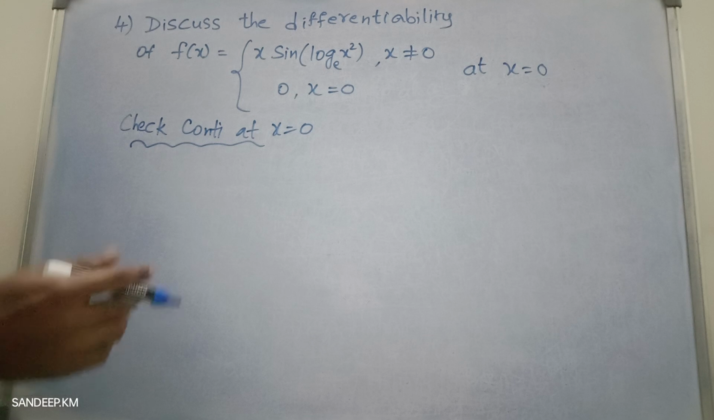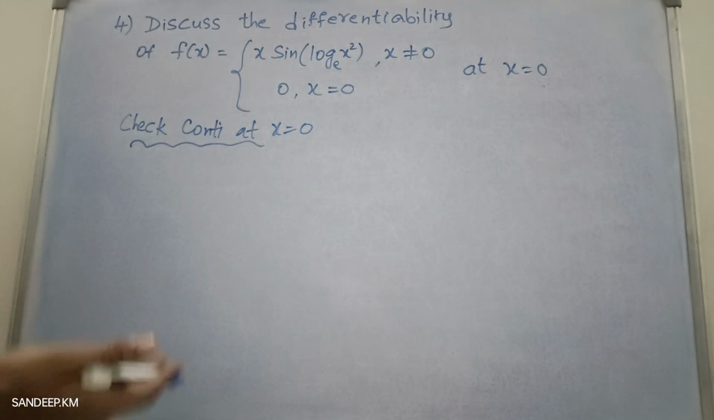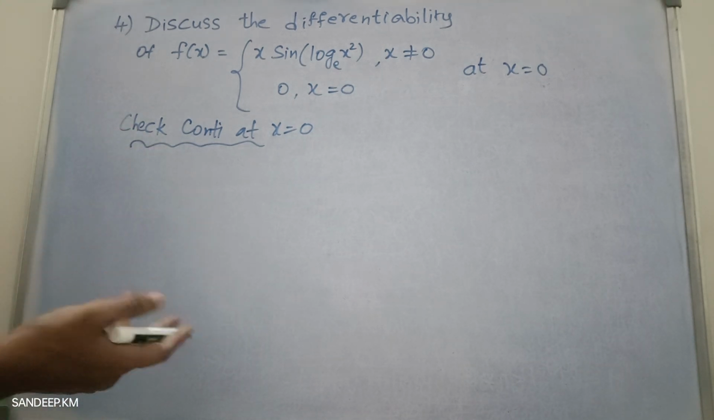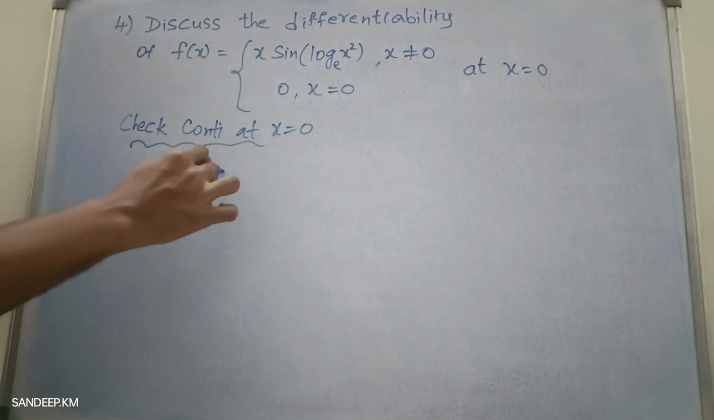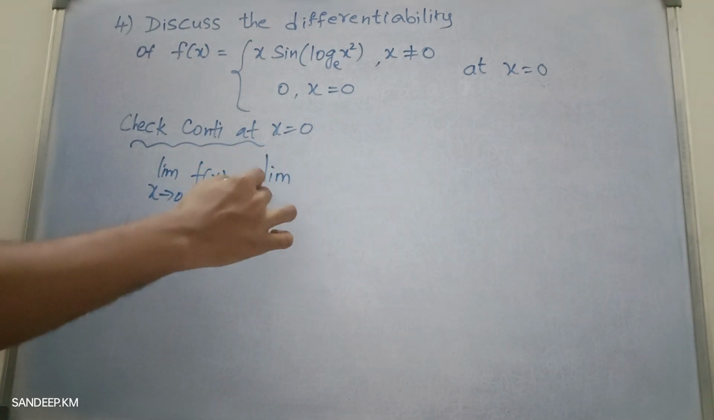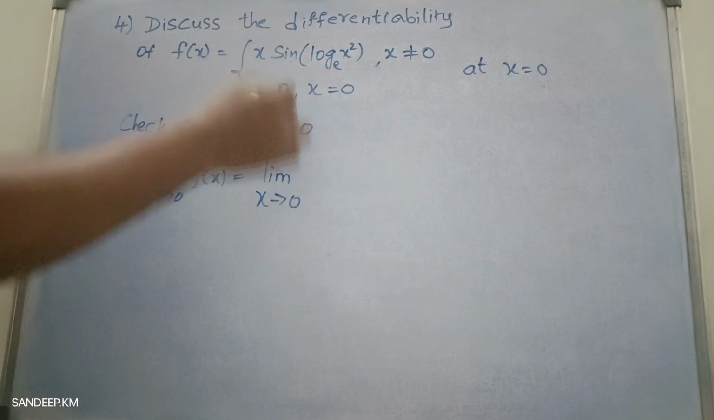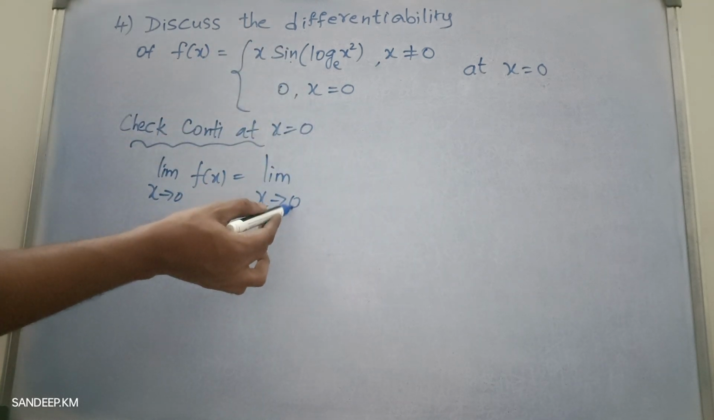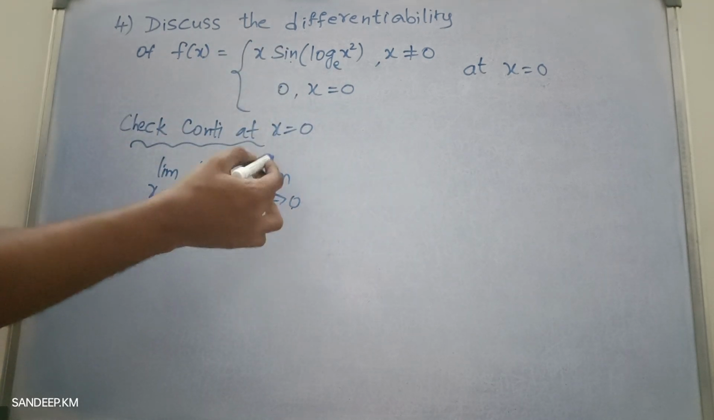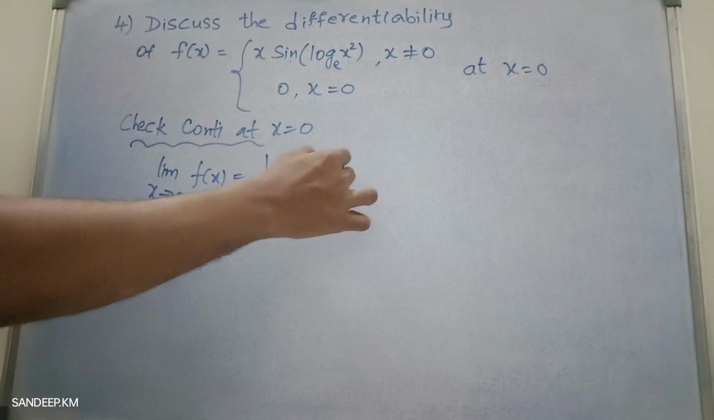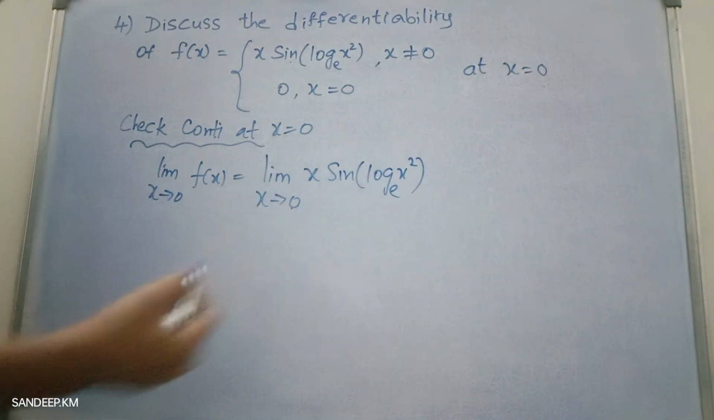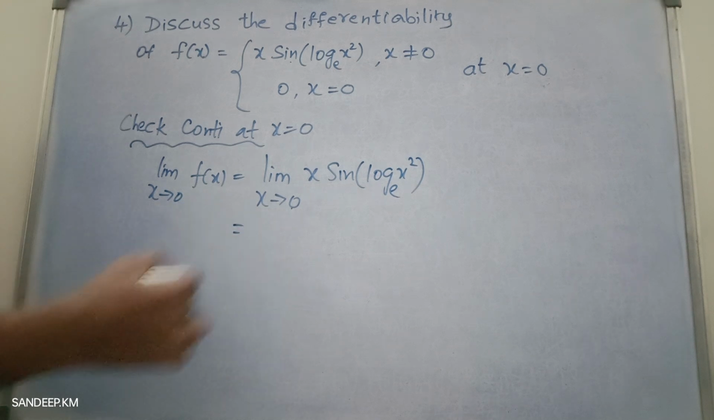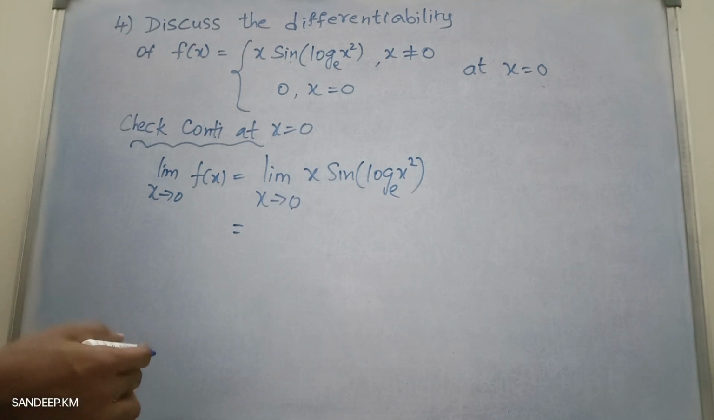In this case, LHL and RHL are not needed. Directly I can find the limiting value of the function. So limit x approaches 0, f of x is what? Because x is only approaching 0, x is not equal to 0. F of x is x into sine of log x square base e. First thing is, let me see what happens if I directly substitute x as 0.